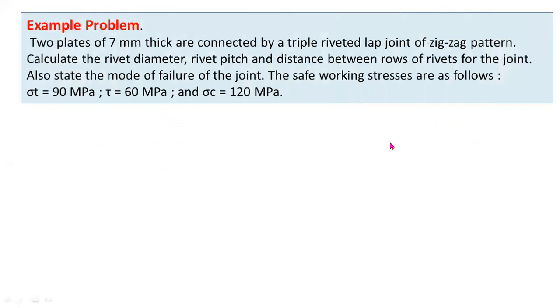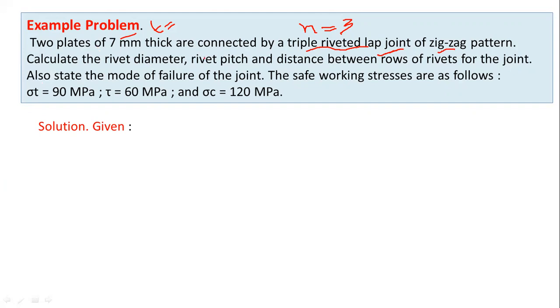Now coming to another problem. Two plates 7 mm thick. Here the thickness of the plate T equals 7 mm, connected by a triple riveted lap joint. Triple riveted means n equals 3. N equals 3 for a triple riveted joint. Here for lap joints, you have to consider single shear. It is a zigzag joint.